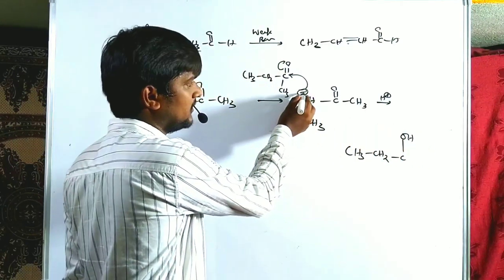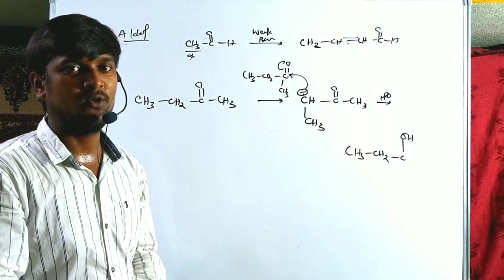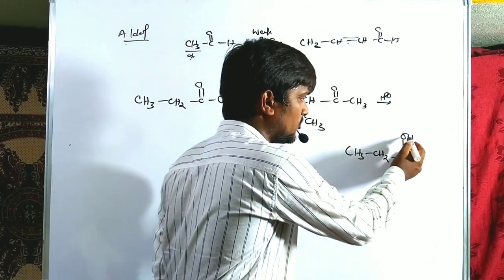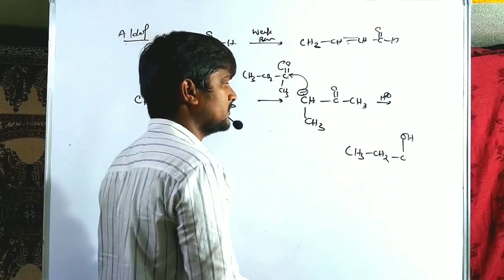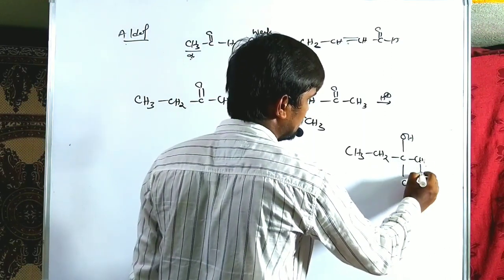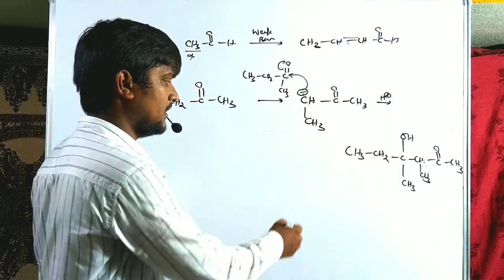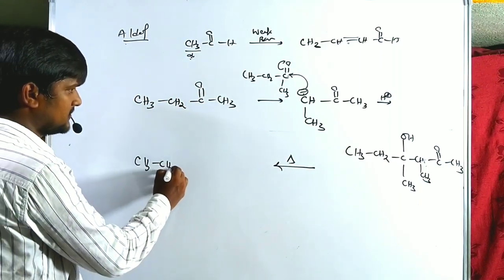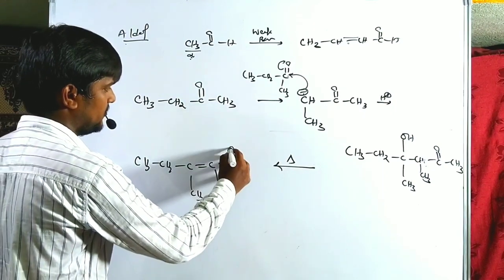CH3, CH2, COH. Okay, here the nucleophile attacks at the electrophilic center, and since carbon cannot be bonded by more than four bonds, the electrons shift towards the oxygen atom. Then we get O minus, which abstracts the proton from the aqueous base. That means here it becomes OH. Now here it has the CH3, and the remaining things are the same, CH3, C double bond O, CH3. Whenever this is supplied with some heat, we will get CH3, CH2, C double bond C, CH3, CH3, C double bond O, CH3.